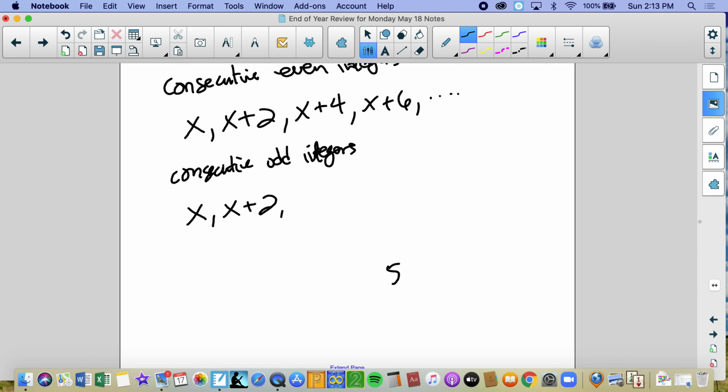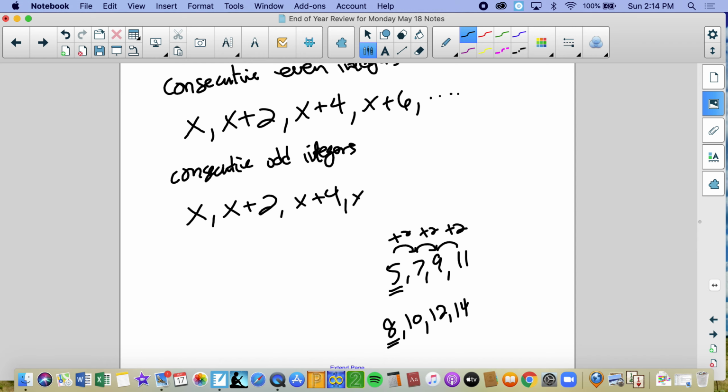Well, let's look at consecutive odd integers. What do they have? 5 plus 2 is 7, 7 to 9 is plus 2, 9 to 11 is plus 2. Well, Mr. Mack, what makes it odd? Well, whatever your starting number is will determine whether you start with odd or even. If you start with 8 and do plus 2, that's 10, plus 2 again. So it only matters what you start with. Odd and even integers are always going to be 2 apart.